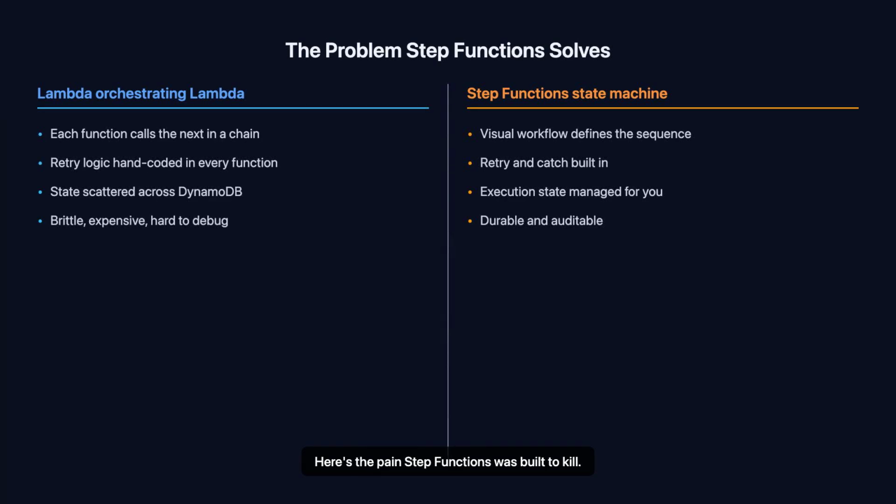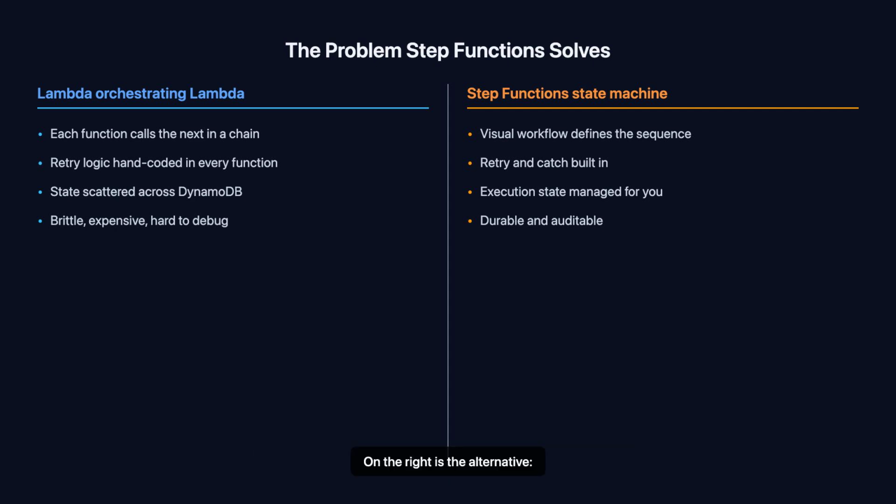Here's the pain Step Functions was built to kill. Without it, teams chain Lambda functions together. Each function calls the next, handcodes its own retry logic, and scatters state across DynamoDB to remember where it was. It works until it doesn't, and then it's brittle, expensive, and miserable to debug. Amazon Web Services even calls Lambda orchestrating Lambda an anti-pattern.